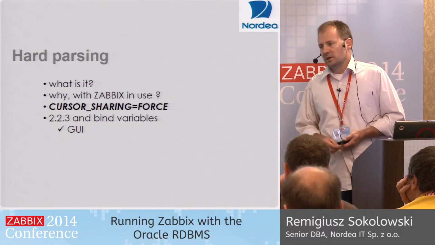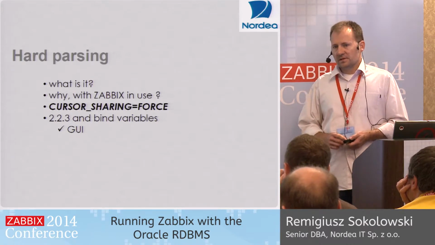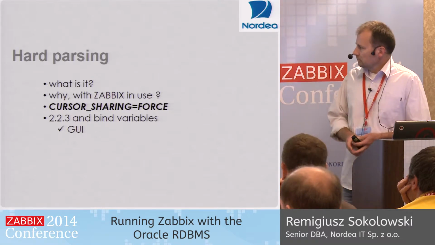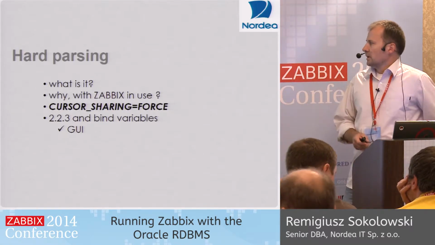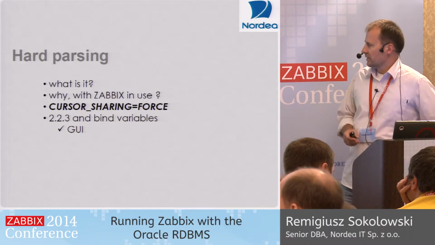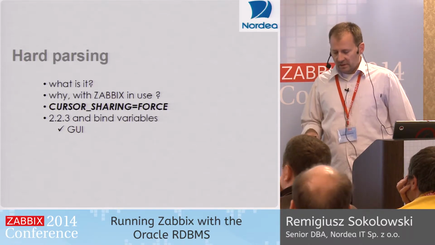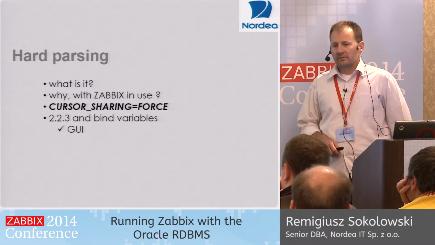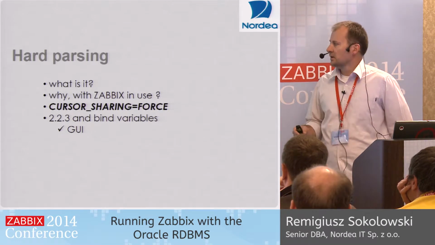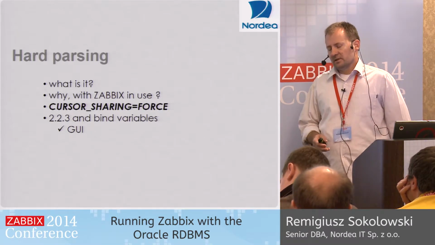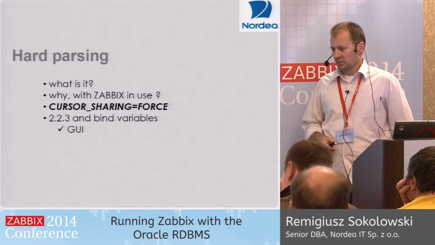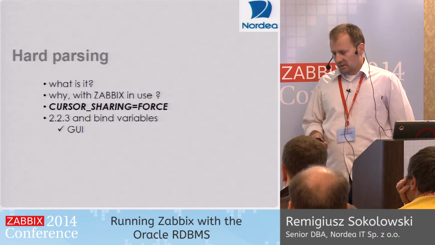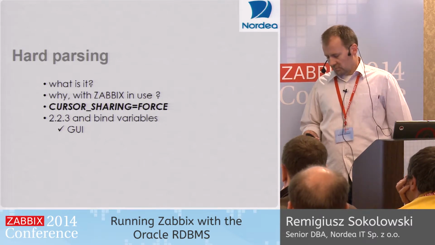In this way, we ensure that the instance works quite smoothly. But in version 2.2.3, bind variables are used by the core server, but they are still not used by the GUI, and actually you still have to set it to get the performance to a satisfactory level.